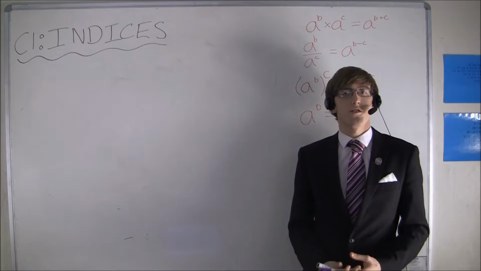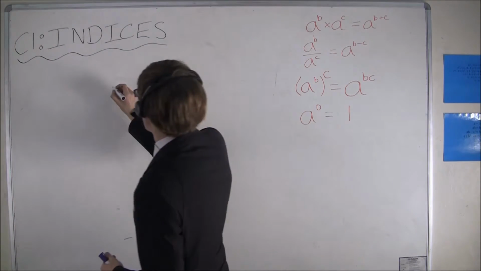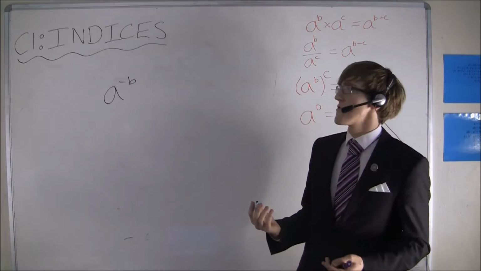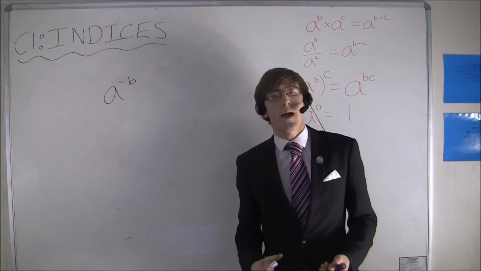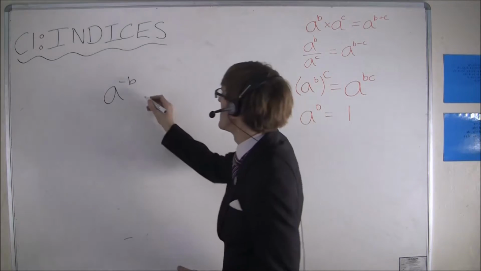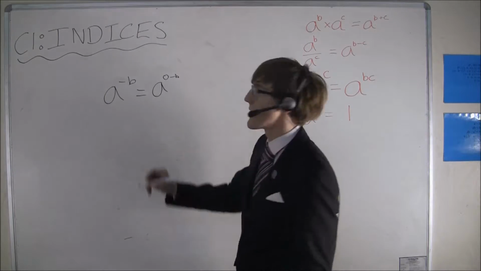Our next rule considers what happens if we have a negative power. For example, if we have a to the power of minus b. Now it's important to note at this point that a to the power of minus b is equal to a to the power of 0 minus b.